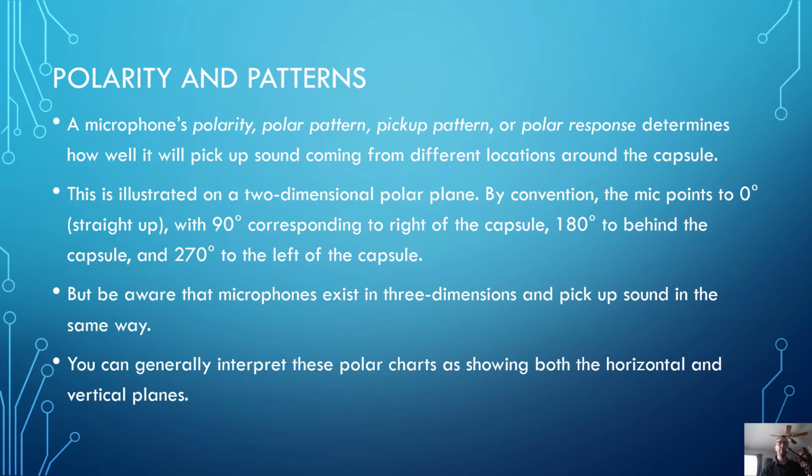By convention, the mic points straight up at 0 degrees, with 90 degrees corresponding to the right of the capsule, 180 behind the capsule, 270 to the left, although some manufacturers may reverse this and go 90 degrees to the left. Just be aware that microphones exist in 3 dimensions, and so you're picking up sound in 3 dimensions. But in general, you can interpret these polar charts as showing both the horizontal and vertical plane.